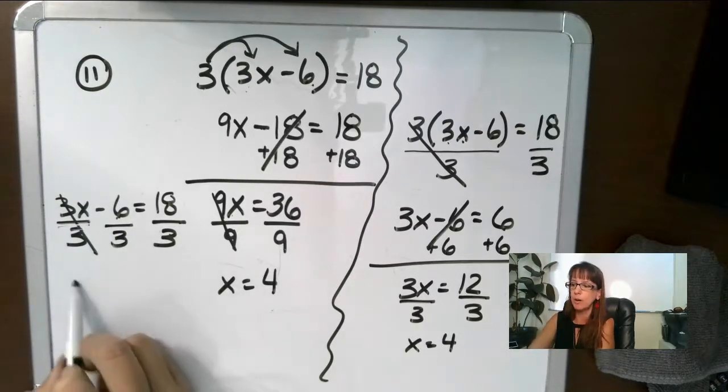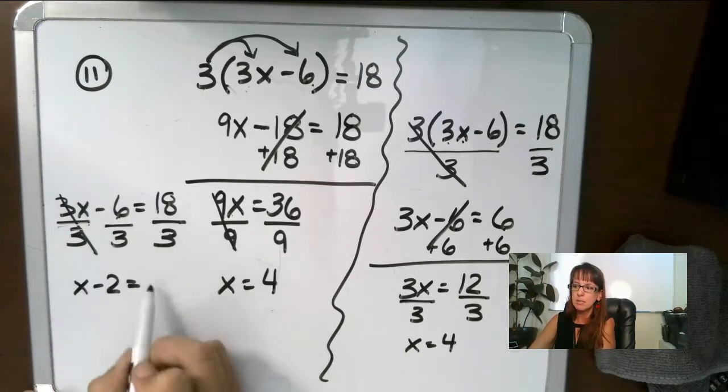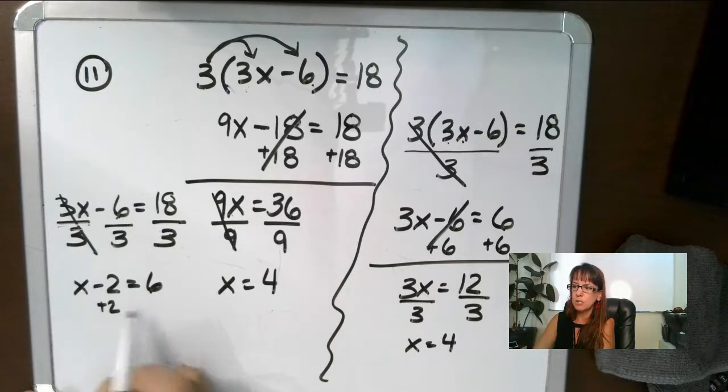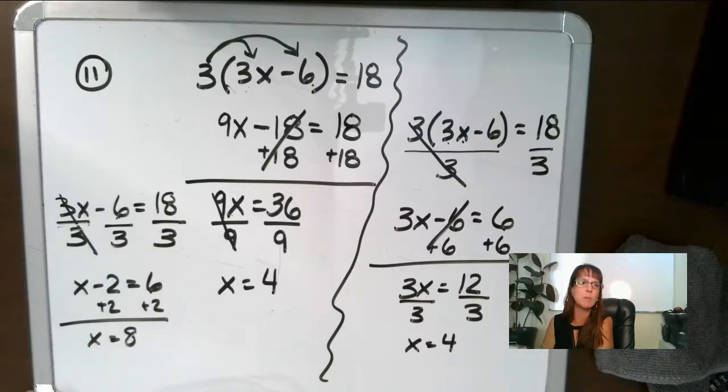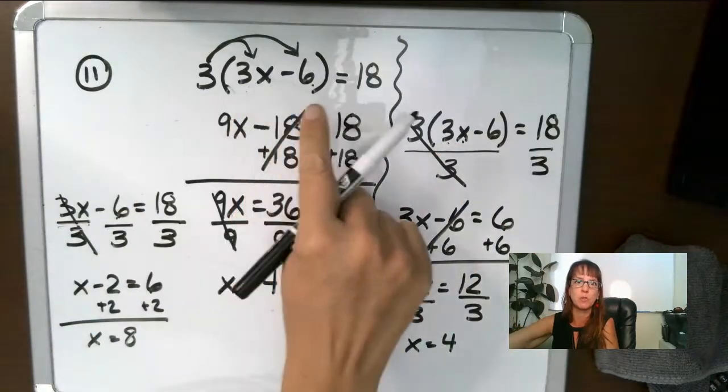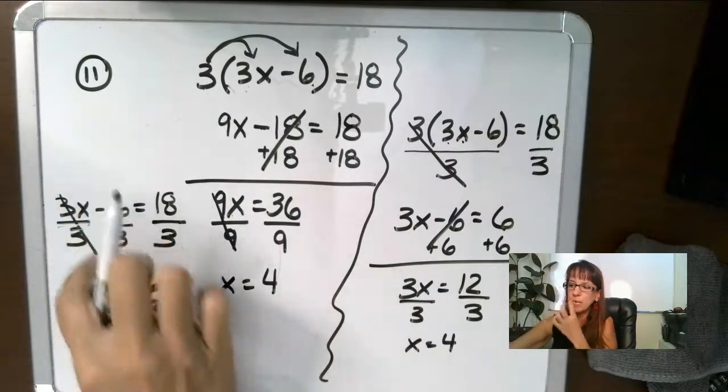So that you could do. x minus 2 equals 6, right? Plus 2, we would get x equals 8, right? Remember, it's not the same problem. I'm only using this portion of the problem right there. But I wanted to make note that you can't do that.